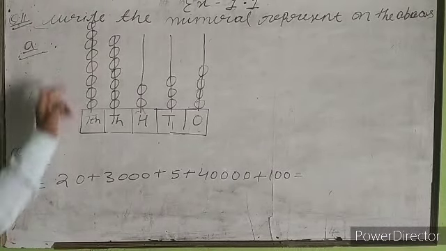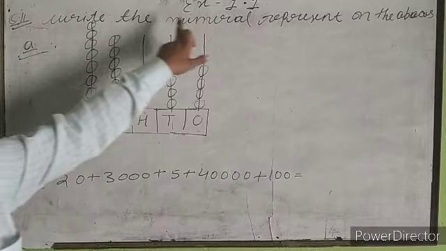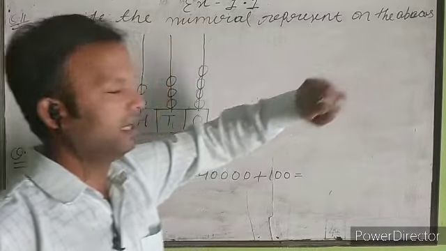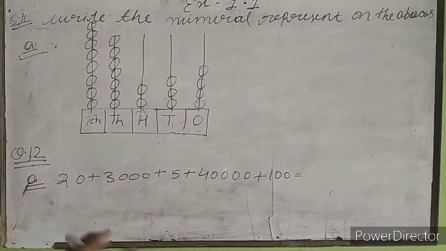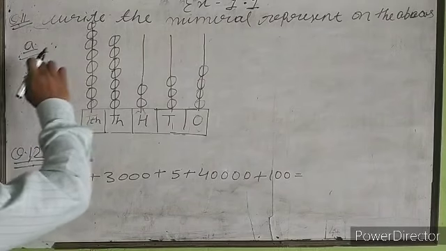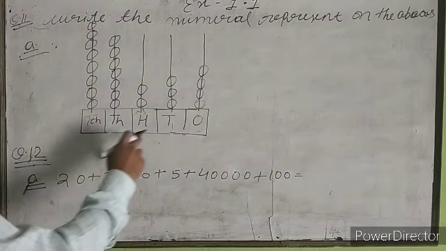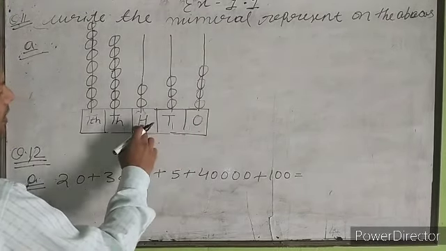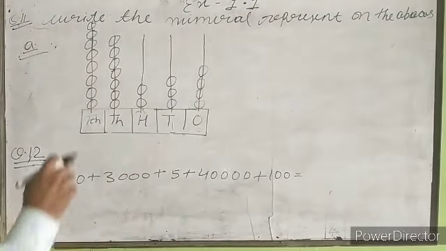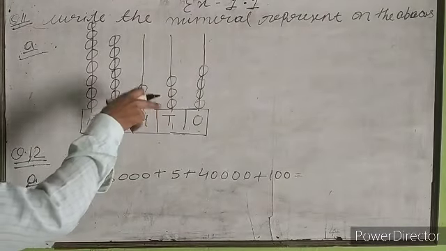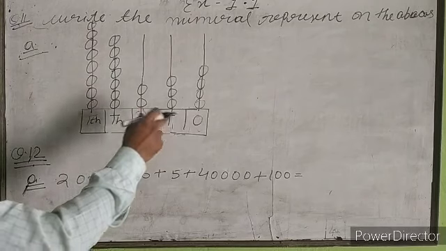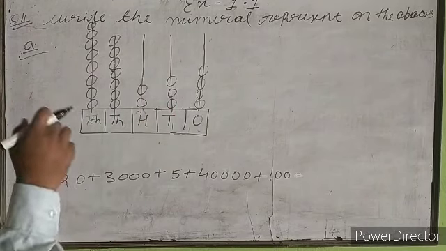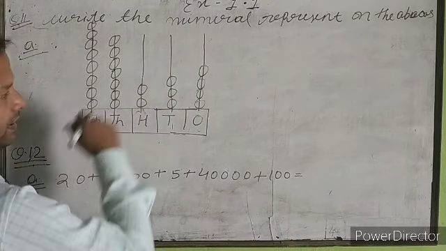Okay, now see students, question number 11. Write the numeral, represent them on the abacus. Now A1 is this. See, here they have written the ones, tens, 100, 1000 and 10,000. It is already there in your book also. You just have to write the numbers according to this abacus.